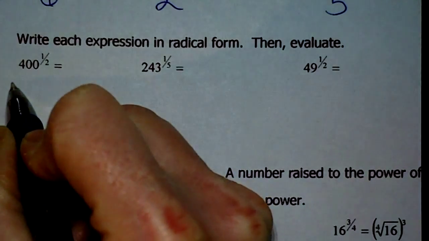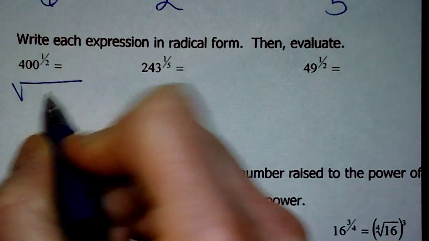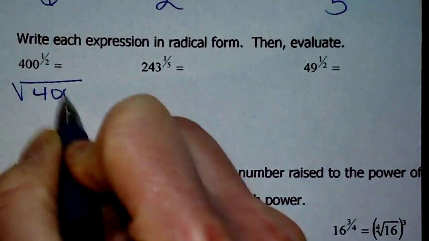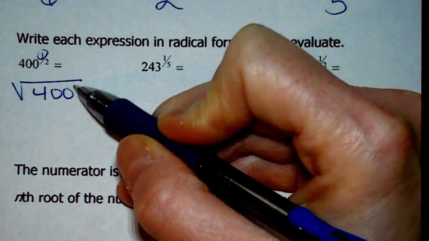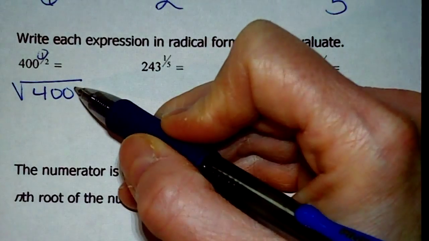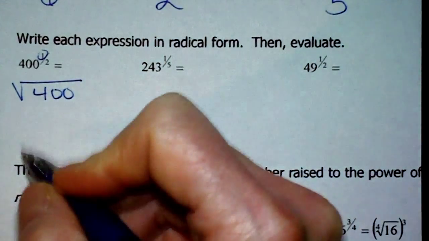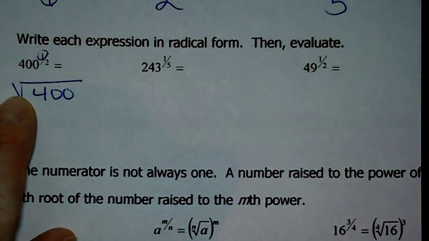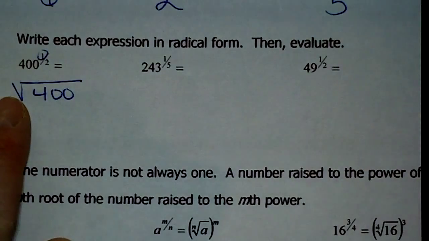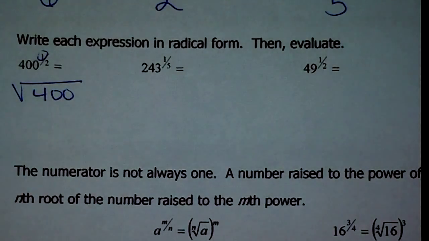So I would start off by writing the square root sign. The base remains the same, right? So I'm going to put the 400 in there. Remember, the numerator tells me what power to raise this to, so I don't really have to write the 1 there. It's already implied. And the denominator tells me what root to take. And honestly, if this is a 2, I don't need to write a 2 there, because it's automatically implied that this means the square root of 400.